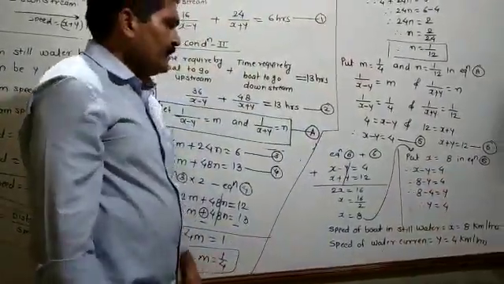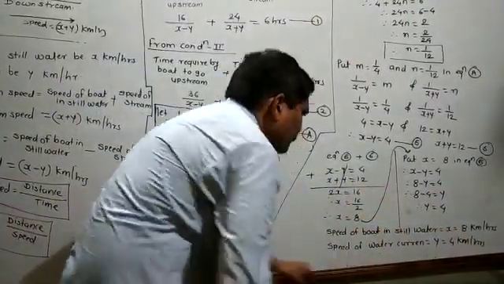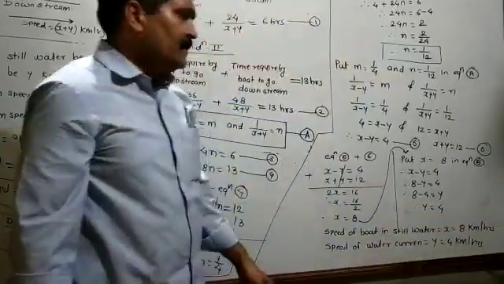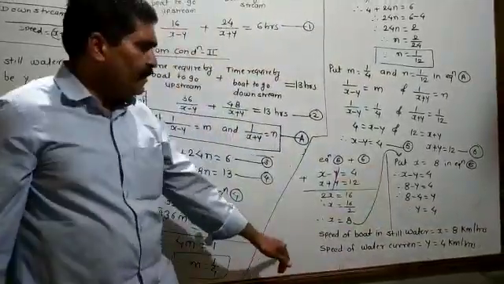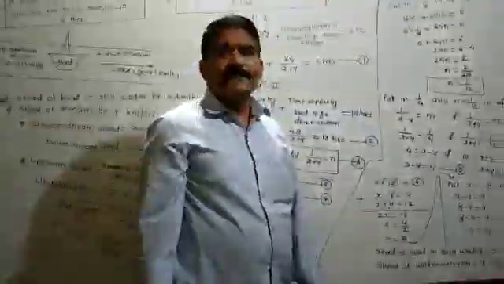That way, once we get the value of x and the value of y, we will say that the speed of the boat in still water is x is equal to 8 km per hour, and the speed of the water current is y is equal to 4 km per hour. In this way you have to solve the example.